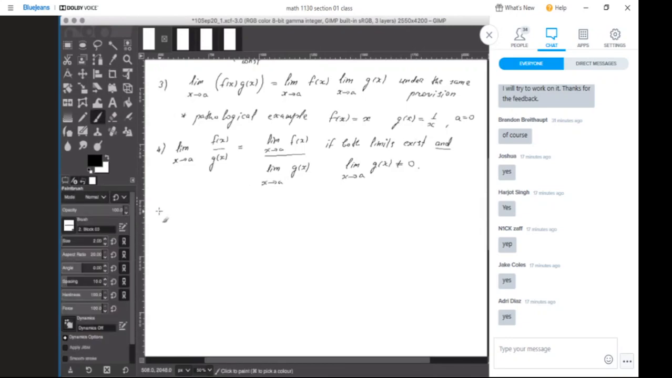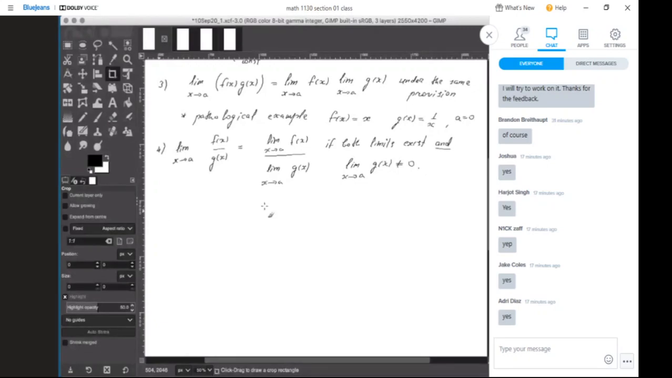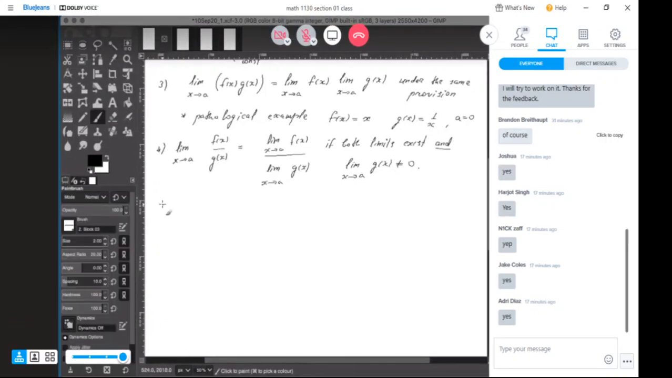Any questions about this one? When a limit exists? Yeah. Okay. So you've got to figure that out first. Nope. Okay, then let's move on.